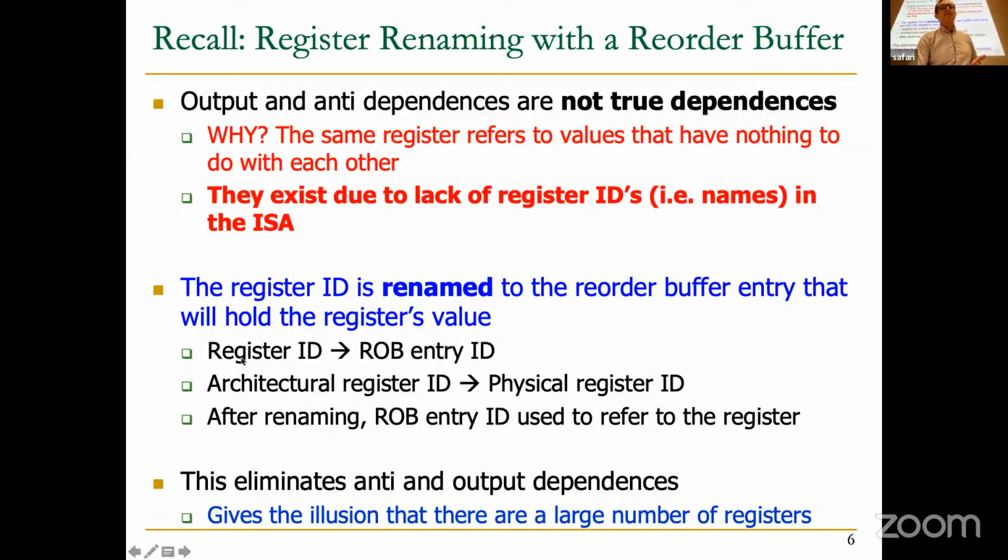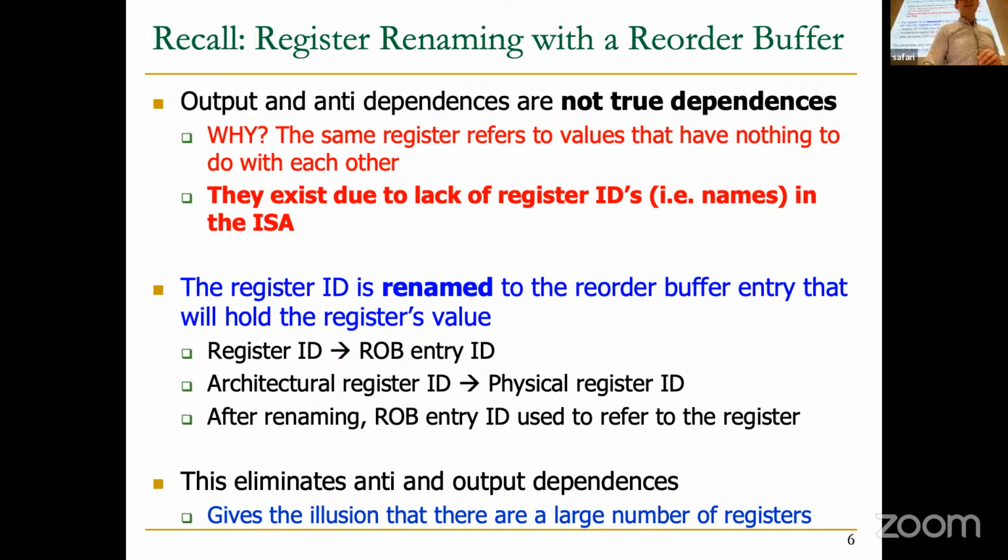Basically, we said that register ID, the architectural register, is renamed to a reorder buffer entry ID. You can also think of this as architectural register ID being renamed to a physical register ID. And after renaming, reorder buffer entry ID is used to refer to the register. Basically, you don't need to hold on to the architectural register ID until you update the architectural register state at the end of the machine. And we will see that.